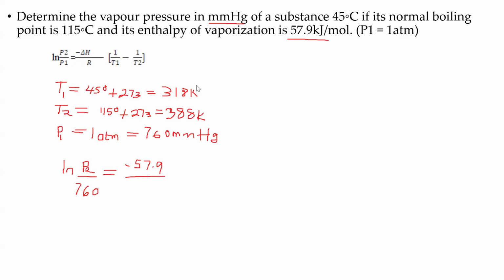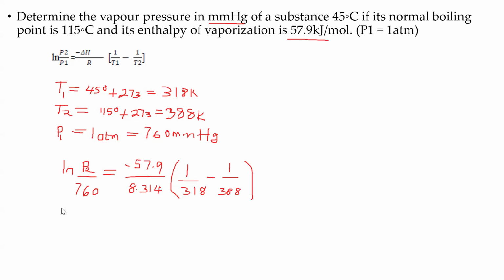And of course, R is the constant, which is always 8.314. We now open the bracket where we have 1 all over T1. So T1 is 318 minus our T2, which is 388. We now close the brackets.